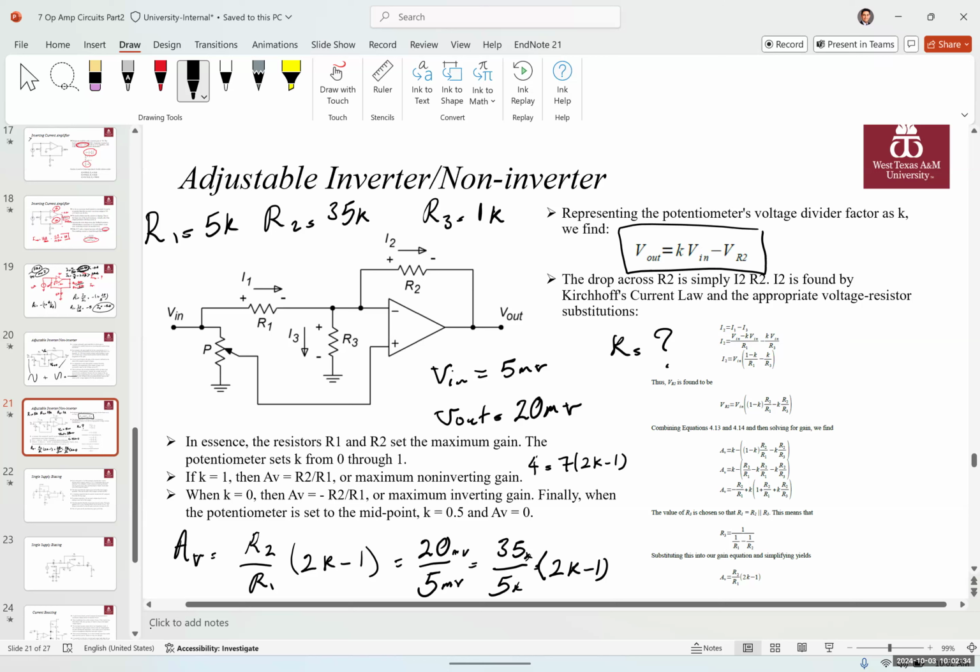So 4 is equal to 14K minus 7, 11 would be equal to 14K, and K would be equal to 11 over 14, which is 0.79, yes? So K is 0.79. And sometimes it's the other way around. We give you the K and we want to find V out.